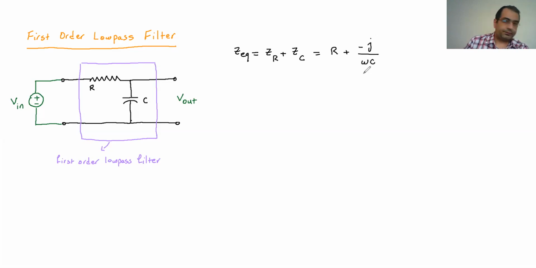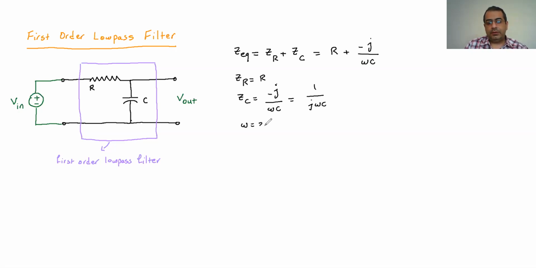So this is the impedance of the C. So let me write here, the ZR is just R, the ZC is negative J divided by omega C. Or we can also write it as 1 over J omega C. We can write it either of these ways, and the omega is 2 pi f.